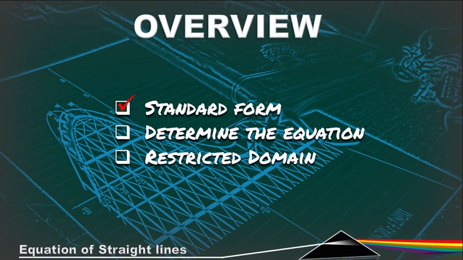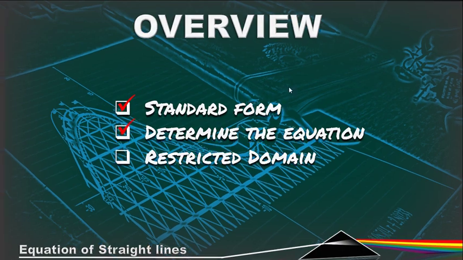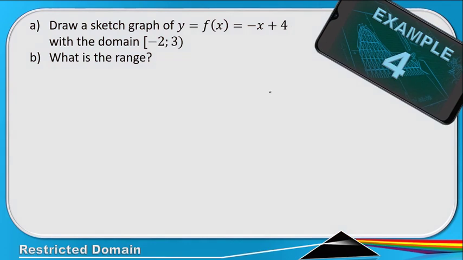Okay, so that was then how we did it practically. Final section. In example 4, it says draw a sketch graph of y equals to f(x) equals to -x plus 4 with the domain of from -2 included to 3 excluded. Okay, so basically, don't let this part confuse you. They could have just given you the function like this. They just decided to write y equals to this equals to.